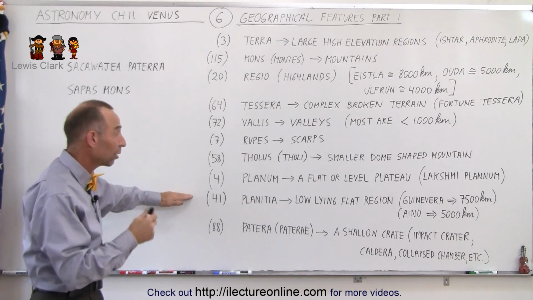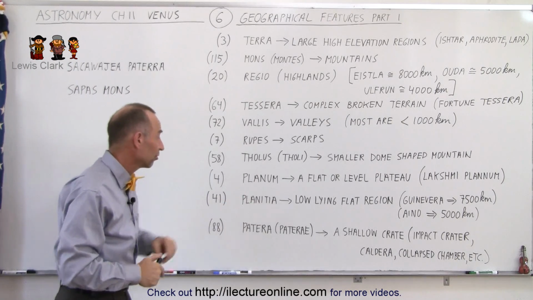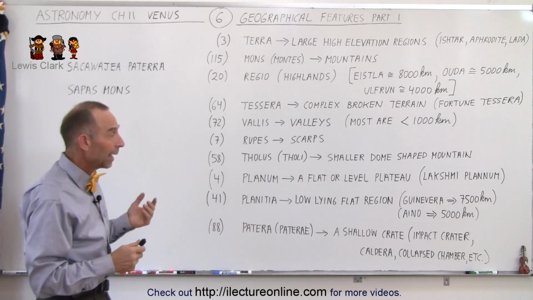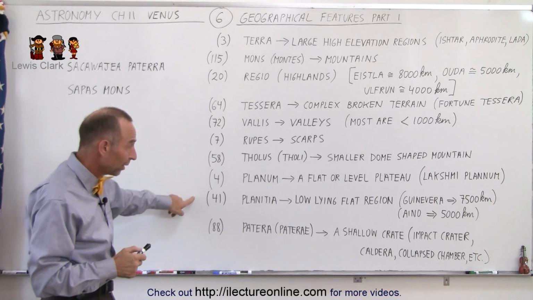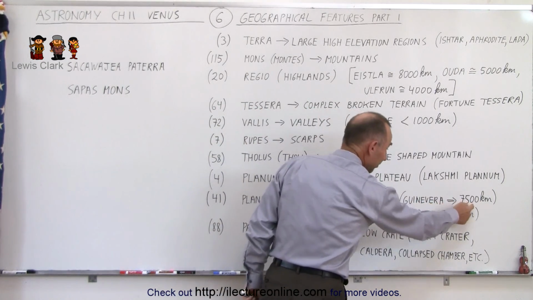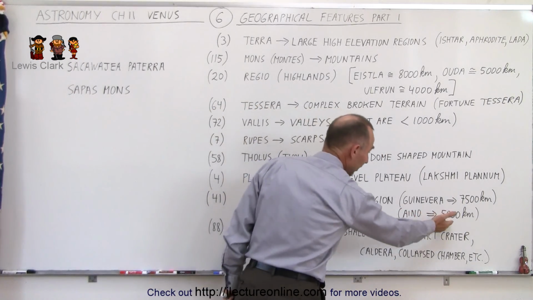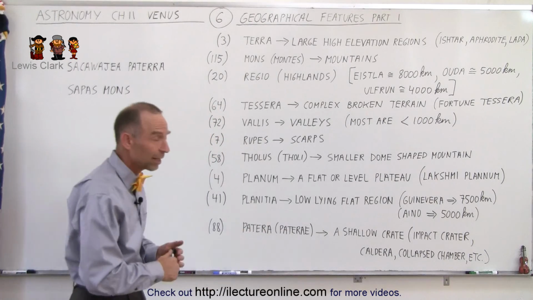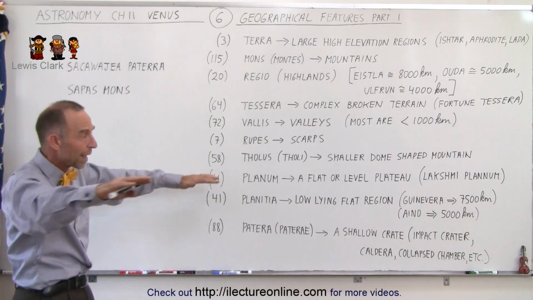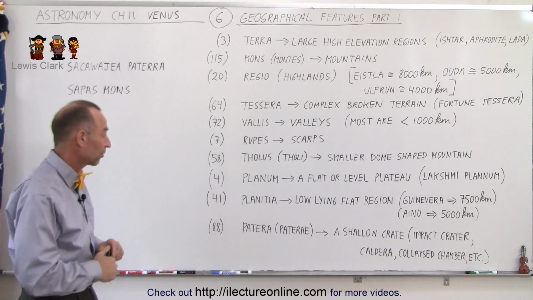Then, of course, there's a lot of low-lying regions. Those are called planitia or planitiae. And there's 41 that have been named. Some of the more famous ones are Guinevere, 7,500 kilometers across. That's almost 5,000 miles across. Another one, Atalanta, that's about 3,000 miles across, 5,000 kilometers. So those are all around the planet, 41 that have been named, large, flat regions across the planet.